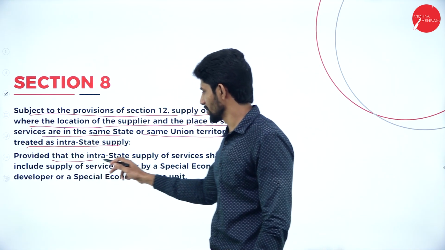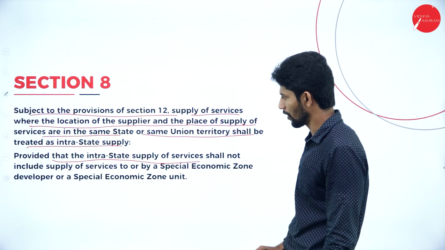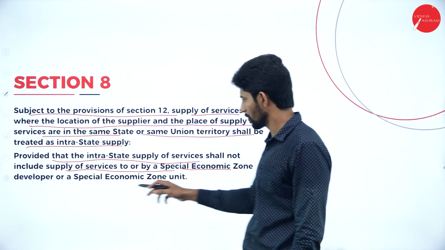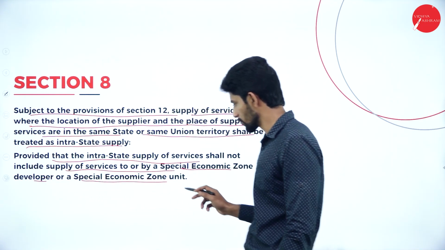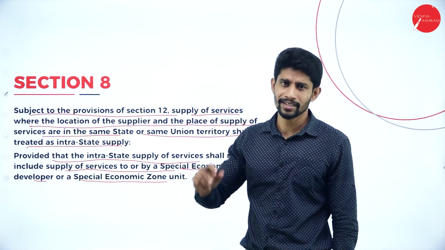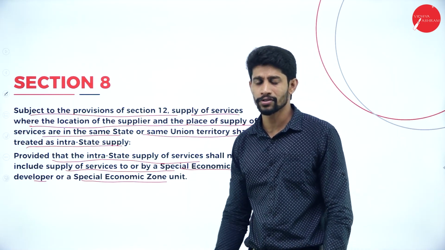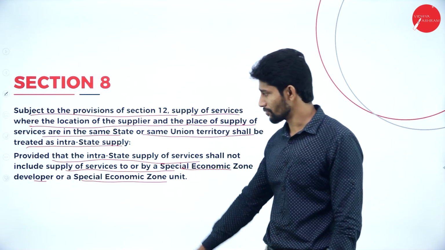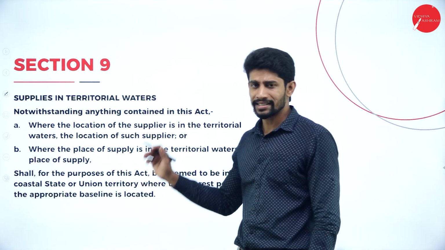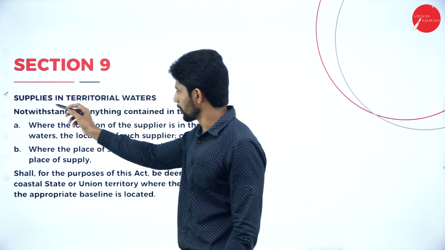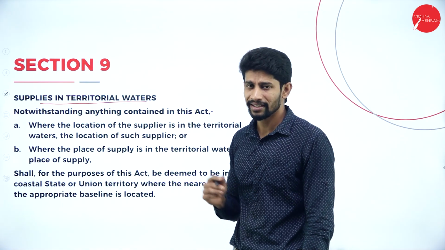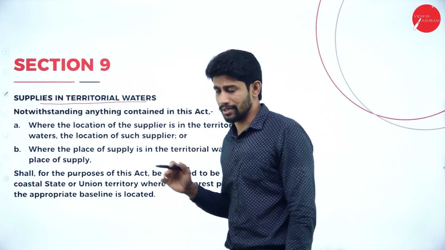And provided that the intrastate supply of services shall not include supply of services to or by a special economic zone developer or special economic zone unit. Yes, again in goods as well as in services, if any services are provided to a special economic zone or a special economic zone unit, then that will not be considered as intrastate supply of services. Next, section 9. Section 9 talks about supply in territorial waters. Yes, supply in territorial waters, that means border.